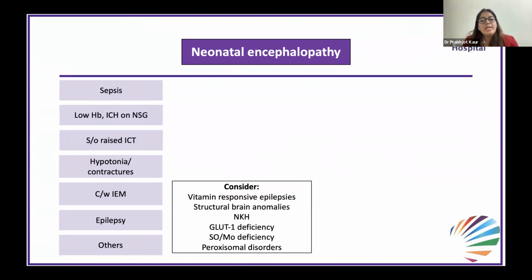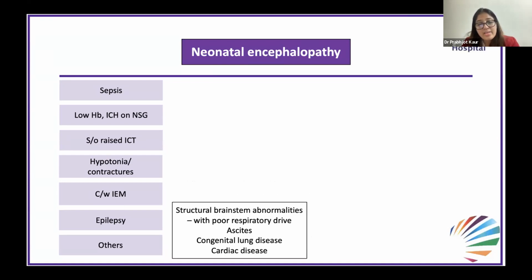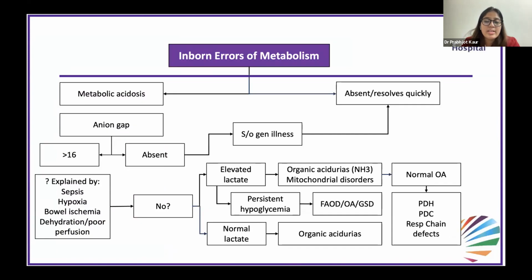In epilepsy predominant phenotypes, we consider the differentials of vitamin responsive epilepsies, structural brain abnormalities, neonatal non-ketotic hyperglycinemia, GLUT1 deficiency, sulfite oxidase and molybdenum cofactor deficiencies, paroxysmal disorders. So again, they can have a lot of encephalopathy in addition to epilepsy. Other disorders, we may consider are structural brainstem abnormalities, which may be associated with poor respiratory drive and a secondary dullness or decreased alertness of the baby. Congenital lung diseases and cardiac diseases may also be associated with a poor, dull or lethargic baby.